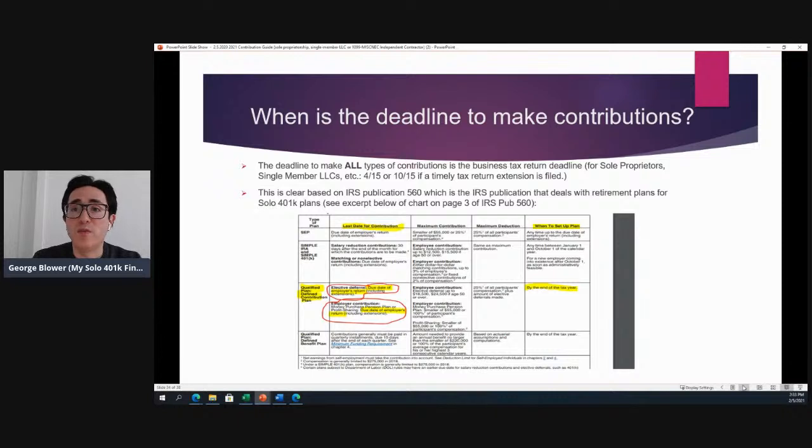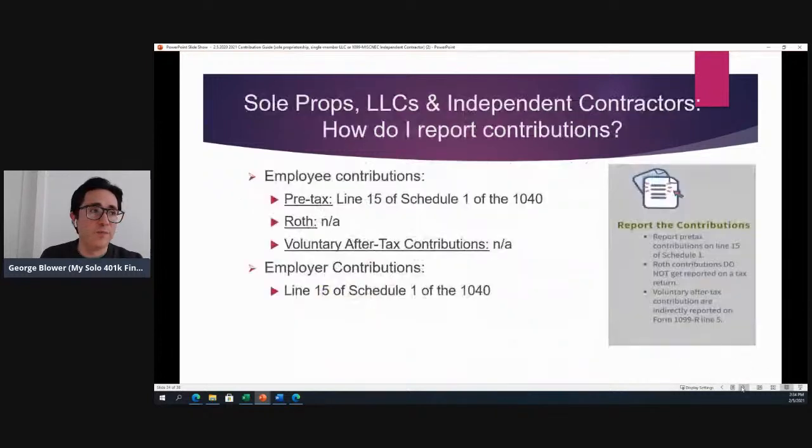And keep in mind that some CPAs may question this because they are applying the rules that apply to a full-time employer plan, i.e. a 401k plan that has non-owner employees participating in the plan. So the deadline to make employee contributions is different for those types of plans. But the fact that you have up until your business tax return deadline to make the contributions, assuming the plan was established by the end of the year for employee, to one of the other questions, is clear based on IRS Publication 560. There's a chart on page 3 that just confirms that.